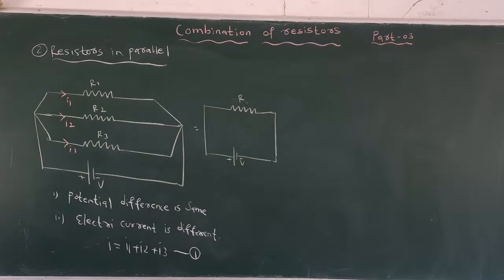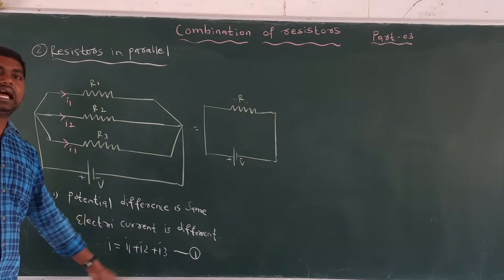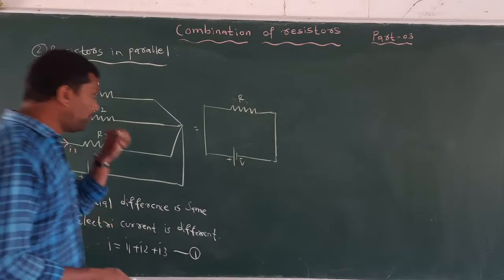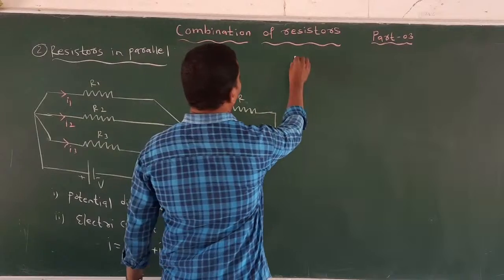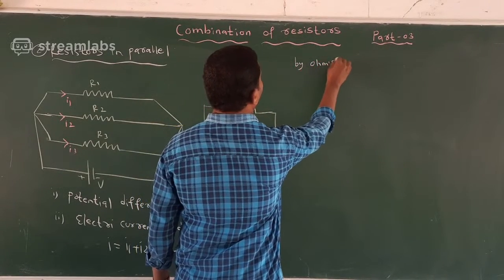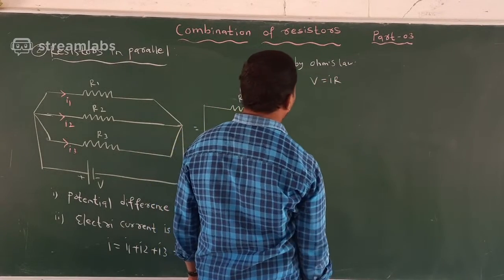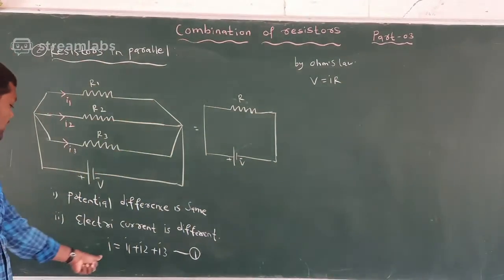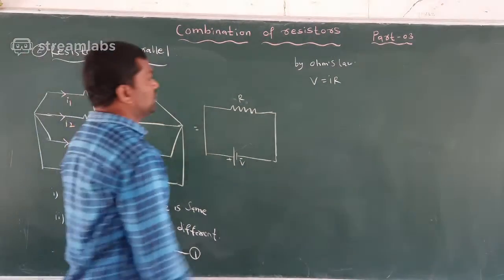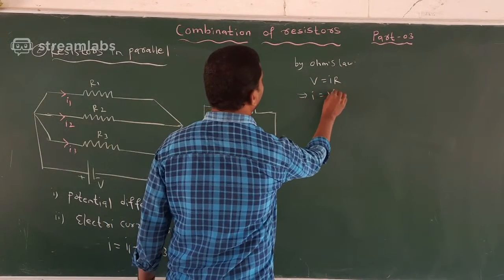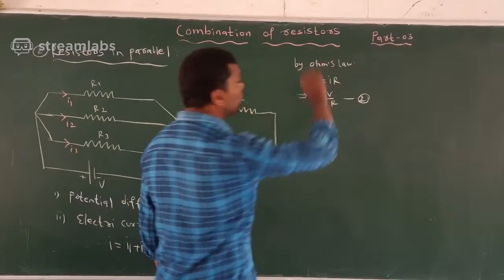In the case of a series combination of resistors, the potential difference is different, so we can write V is equal to V1 plus V2 plus V3. In the case of a parallel combination of resistors, the electric current is different, so I can write I is equal to I1 plus I2 plus I3. So by using Ohm's law, we can write V is equal to IR. So what do we need? I1, I2, I3. We can write I is equal to V by R, equation number 2.